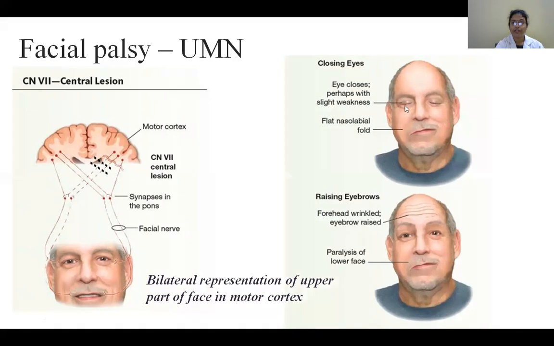Here the person may be able to close his eyes, but weakness would be there. Of course, there would be loss. I mean, the nasolabial fold would be flat. When you ask a person to raise his eyebrows, you will see that on both sides, the wrinkling is present. So we can say because of bilateral representation of the upper part of the face in the motor cortex, when there is upper motor neuron lesion, the upper part of the face is spared, whereas the lower part of the face will have signs of paralysis.